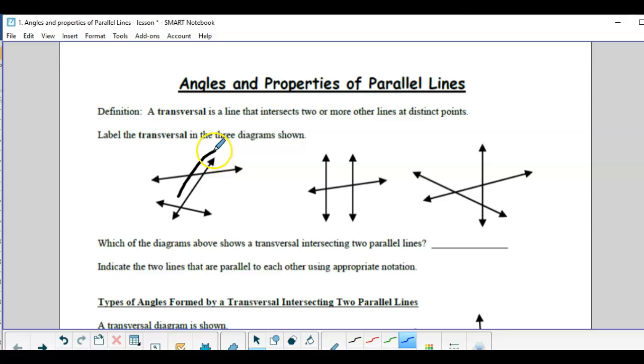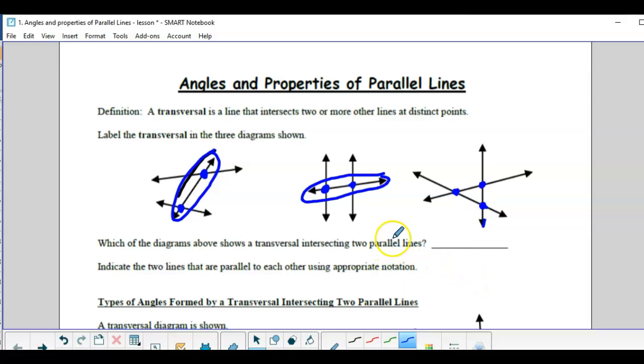I'm going to do it in blue. Okay, because it's intersecting two other lines. Whereas this one line isn't a transversal because it's only touching one line. Okay, so there's a transversal. This would be a transversal because it's touching twice. And then here, these are all transversals really, because that one's touching twice, that one's touching twice, this one's touching twice.